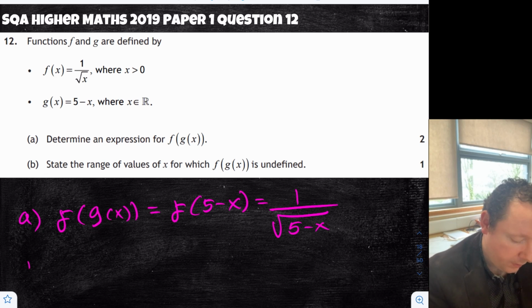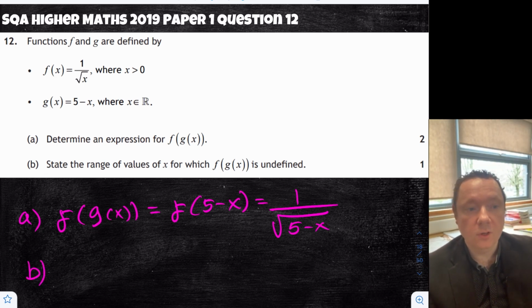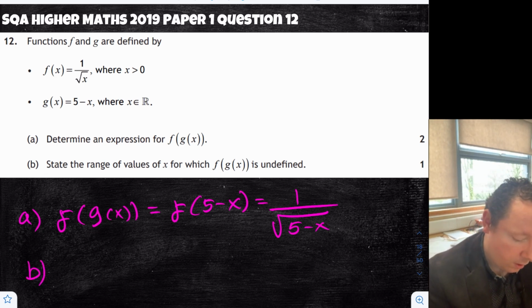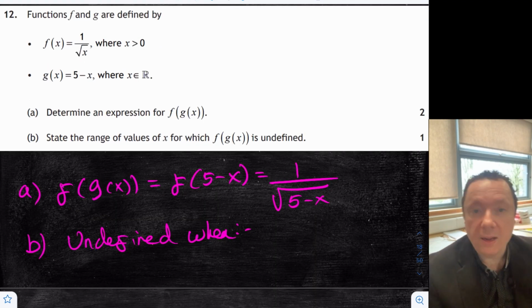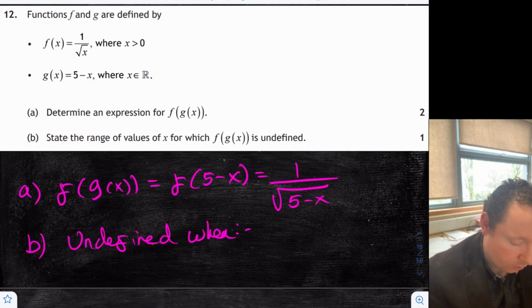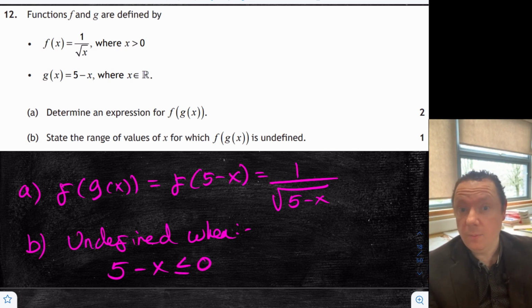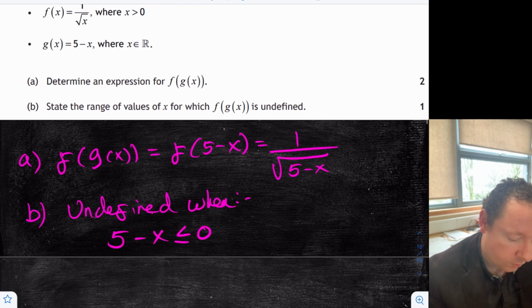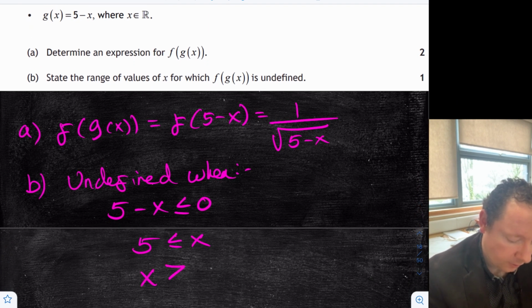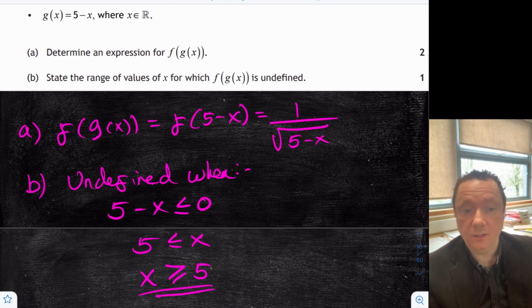And we're done there. B, state the range of values for which f of g of x is undefined. Well, it's undefined when either this is 0 or negative because I can't square root a negative number. So I write undefined when 5 minus x has to be less than or equal to 0, because it has to be greater than or equal to 0 for this to work, to be able to do it. So I can take the x over to the other side to get 5 is less than or equal to x, or to write that nicer, x is greater than or equal to 5. Make sure you've written undefined when.